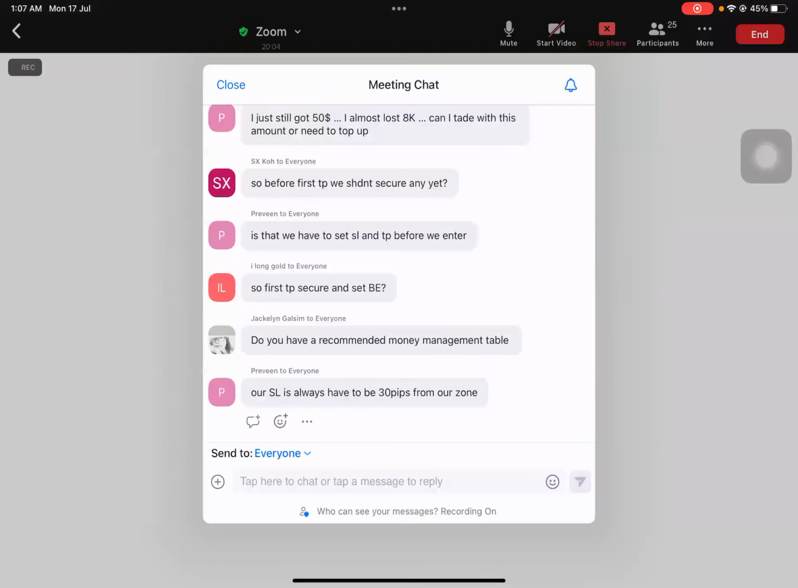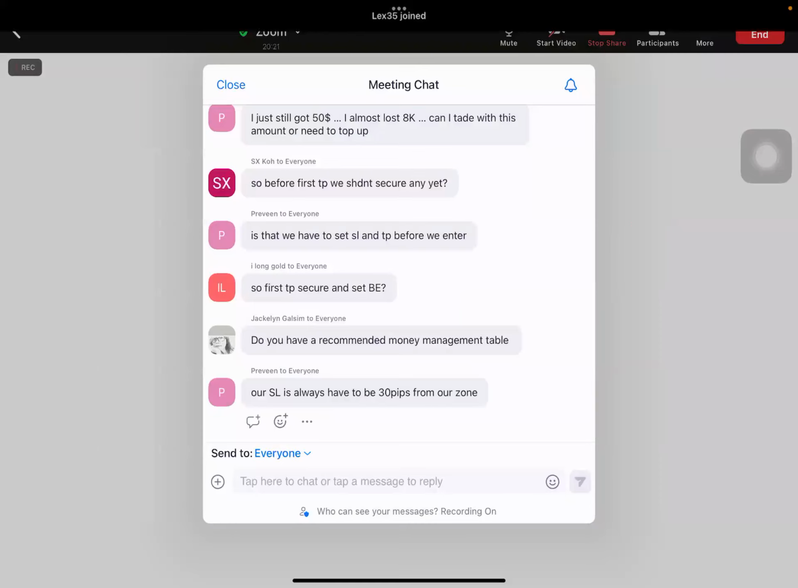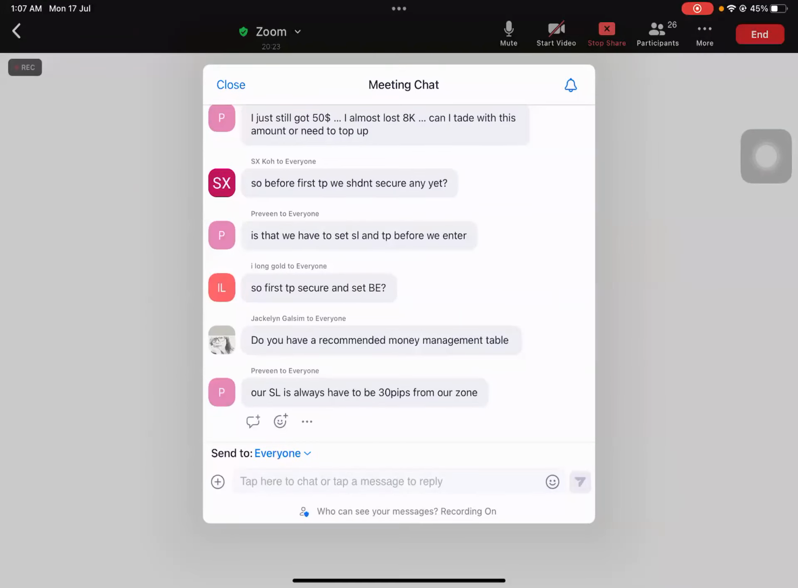Does our SL always have to be 30 pips from our zone? Not really. It depends on the setup and the pair we are trading. For gold, I would say I will stick to 30 pips from the zone, because currently gold is very volatile. The movement is very volatile. If you put it too near, it's easy to catch the SL and then just go away.